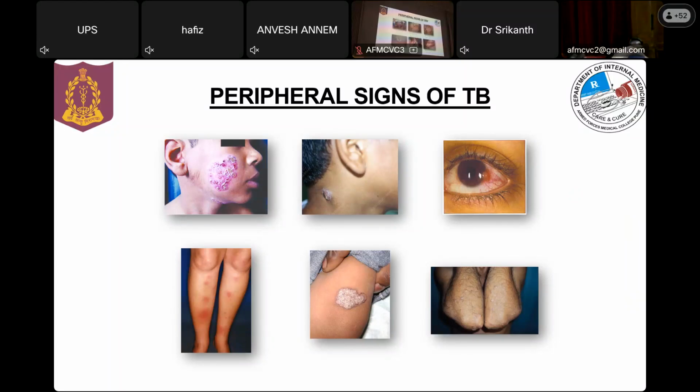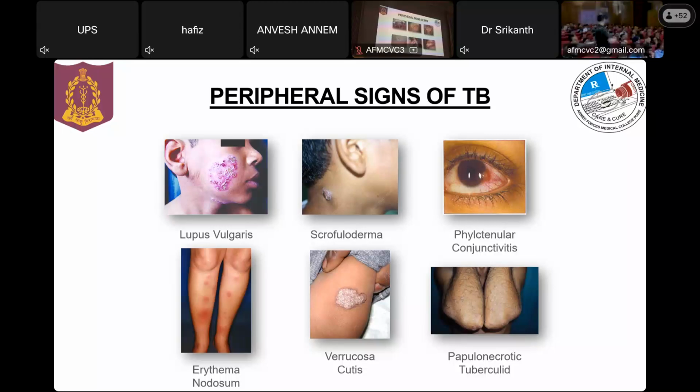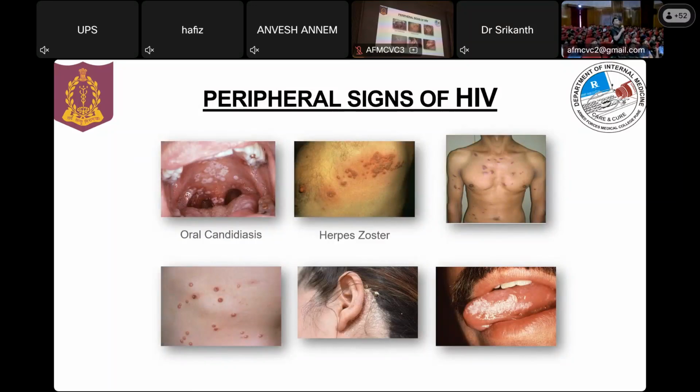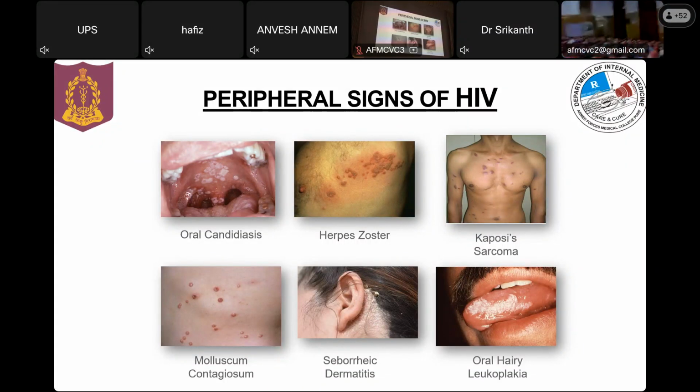Next. Yeah, any Prince, identify the lesion quickly. So first one is oral candidiasis. Candidiasis, okay. Herpes zoster. What are these? Kaposi sarcoma. Good. What are these lesions? Molluscum contagiosum. Okay. What are these? Seborrheic dermatitis. And this one? Oral hairy leukoplakia. Okay. So rightly says, these all are peripheral signs of HIV that we always look for in general examination. In any of these multi-system cases, the peripheral stigmata of basically tuberculosis and HIV are of paramount importance, and we should always look for this.